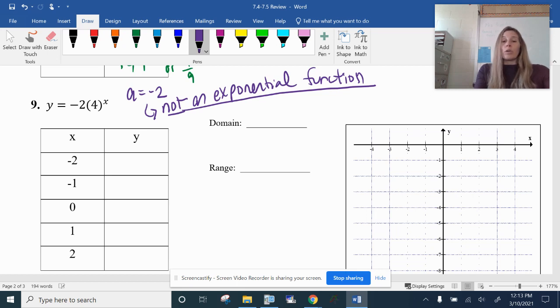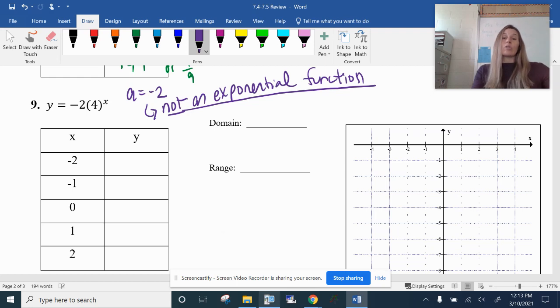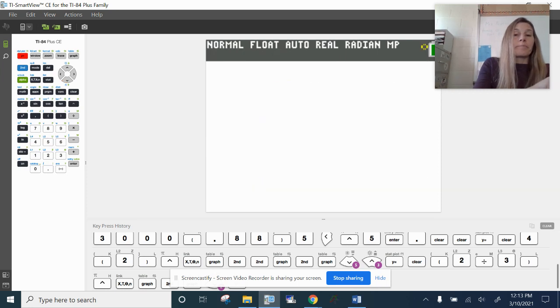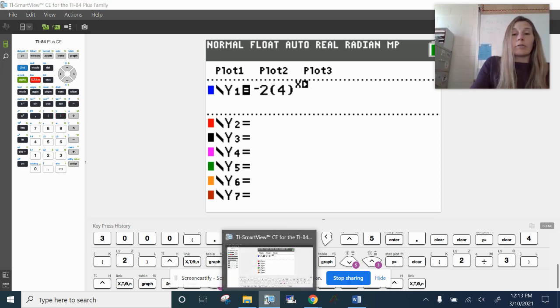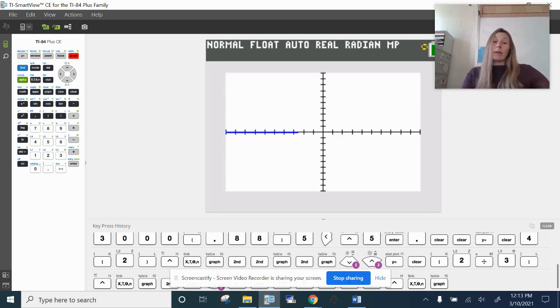Okay, so just to show you on the calculator, this negative will make the graph be underneath the x-axis, which is why it's not exponential growth or decay. So if I go to type this one in, I would have negative 2 times 4 raised to the x. Just make sure I type that in correctly. Okay. So if I go to my graph, you can see because the a value is negative, the entire graph is below the x-axis, which in reality wouldn't make sense for objects or money or things like that. So that's why this is not exponential growth or decay, but it's still a graphable equation.